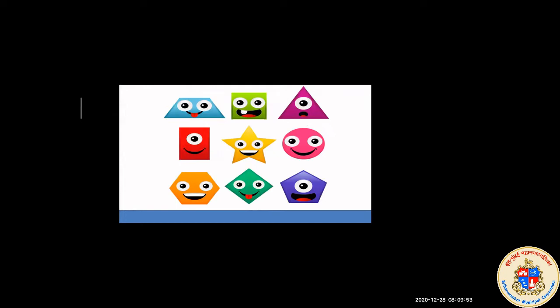Now see, you can see some of the shapes on your screen. Do you know what it is? These are the polygon shapes. Now what is polygon shapes? Any one of you can tell me what is polygon shapes? If you know, you can answer. If you don't know, I will help you with it.